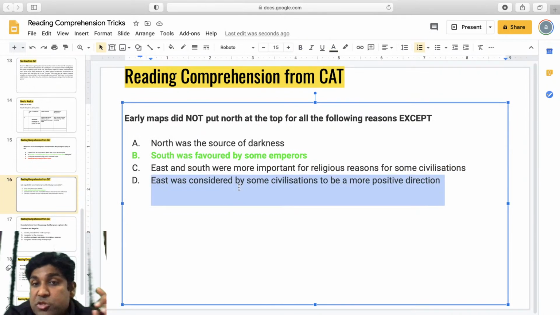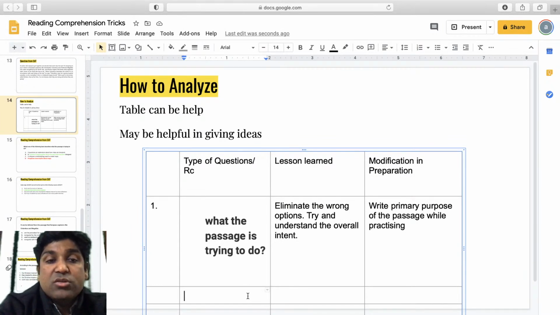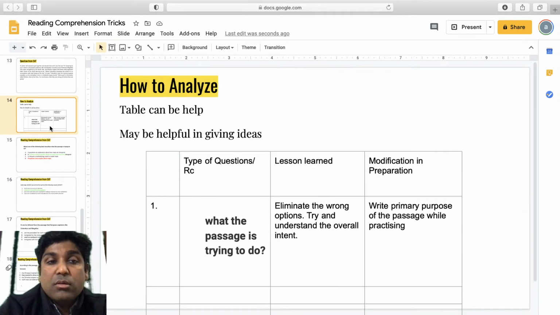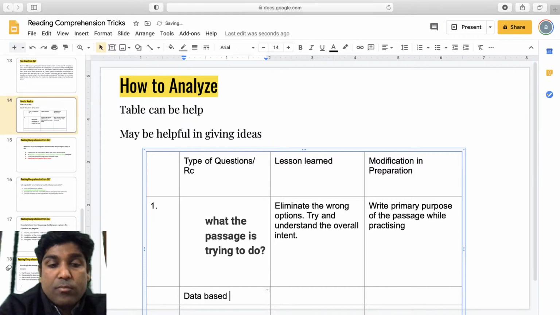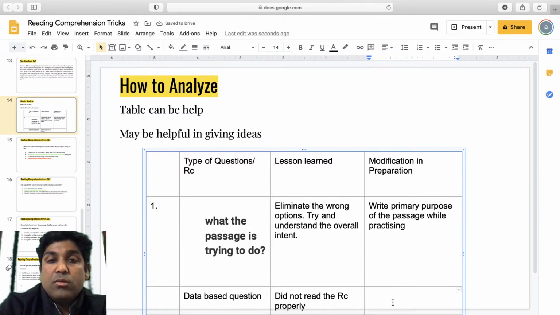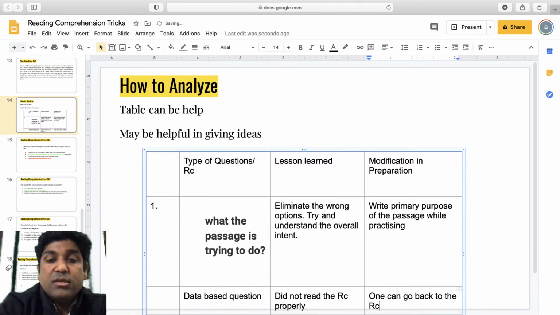So for example, if you mark D as an option, then what can you write here? What kind of question or RC was it? It was a question which was based on the data. If you did not read the RC, one can go back to the RC to refer to the data.